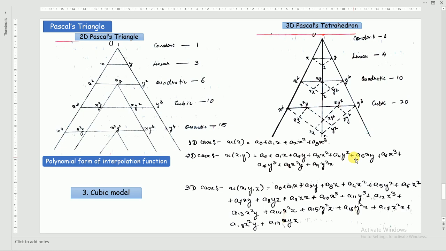Got it, everyone? If you consider only one line, it is a 1D element. If you consider this, it's a 2D element. If you consider this, it is a 3D element. Tetrahedron, triangle element, 1D element. Linear, quadratic, cubic, then again if you go on increasing, it is quartic or biquadratic, and so on. But we will only be using up to cubic. Up to the cubic equation we'll be using.